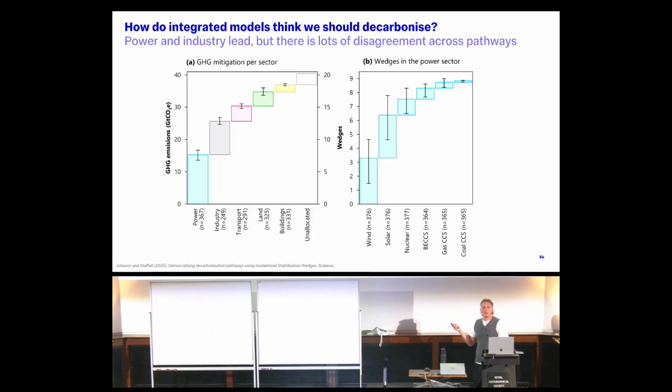What does this tell us? Well, it tells us that the models don't necessarily agree on how we should decarbonize when considering only costs.